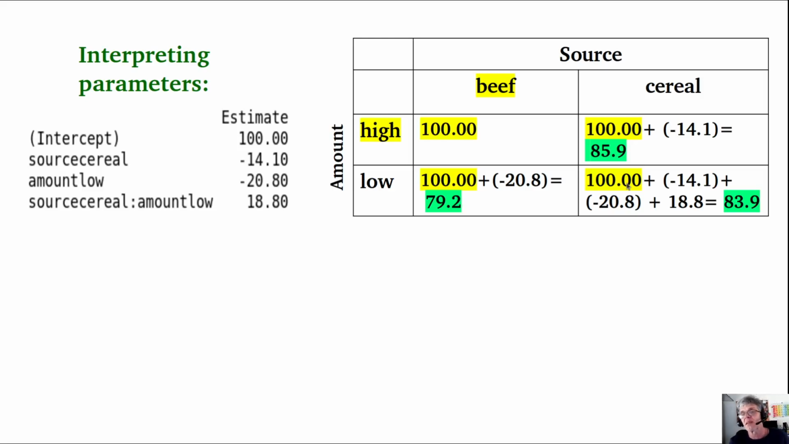remaining cell in this 2x2 table, we need to add the single level effects of these switches. Going from here to here, we add the minus 14.1. Going from here to here, we add the differential of minus 20.8, and then we add the interaction between the two levels. So here the 83.9 is the mean of the combination serial amount low and source serial. I hope this is now clearer. So I highly recommend making these 2x2 tables to interpret the parameter values.